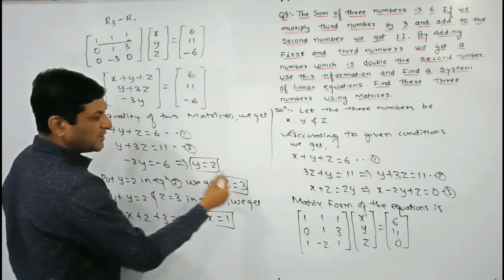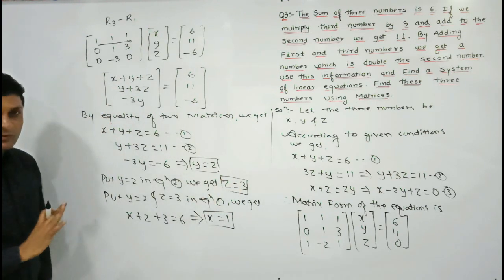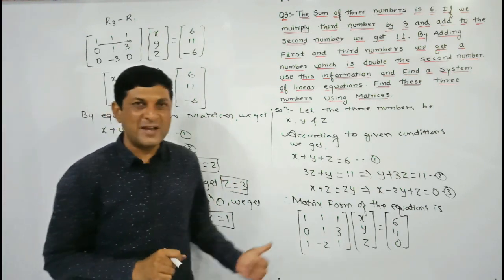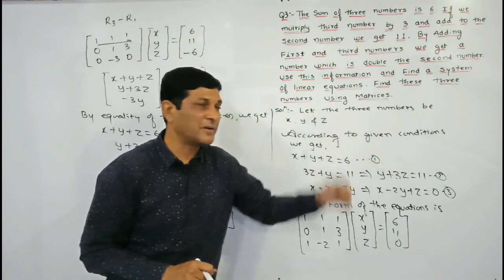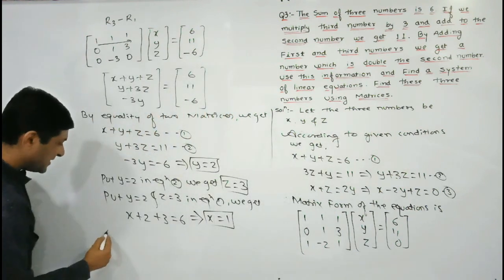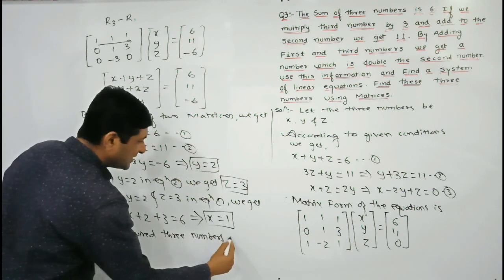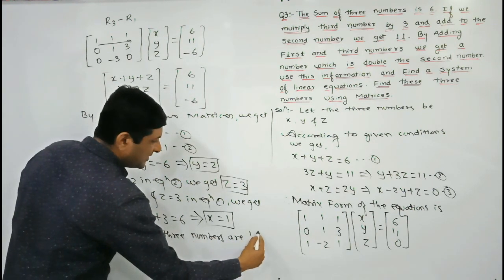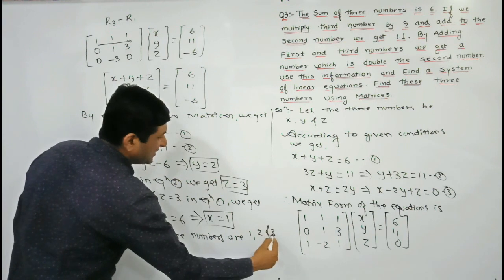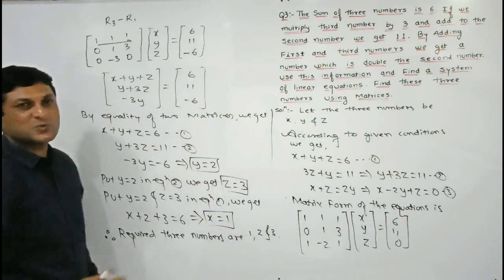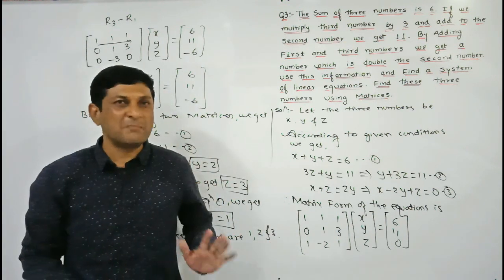So x is equal to 1, y is equal to 2 and z is equal to 3. In this way we have got the required values of x, y, z, which are nothing but our required 3 numbers. So we can conclude that the required 3 numbers are 1, 2 and 3. In this way we have solved this example using matrices.